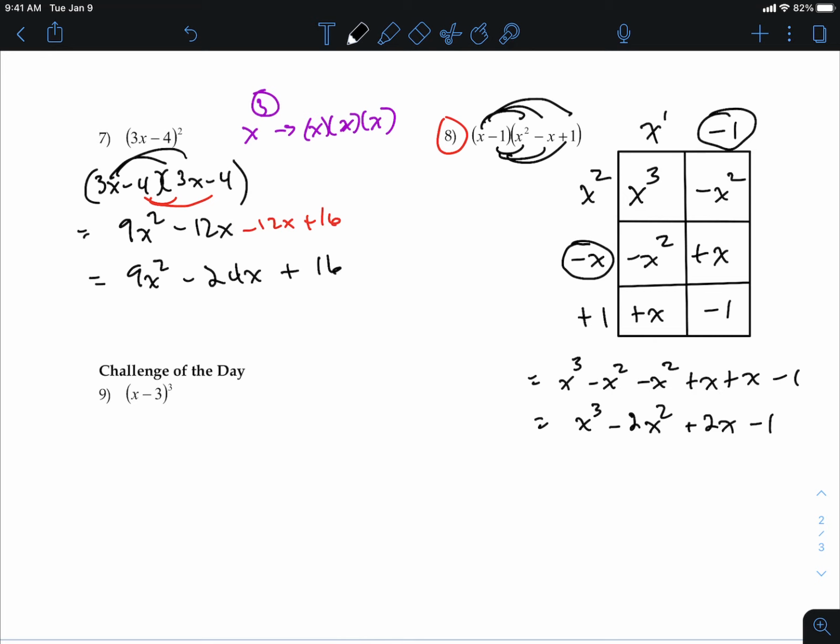Done. Notice what I did. 3, 2, 1, 0 in the degrees. 3, 2, 1, 0. Descending order. Okay, that's important.